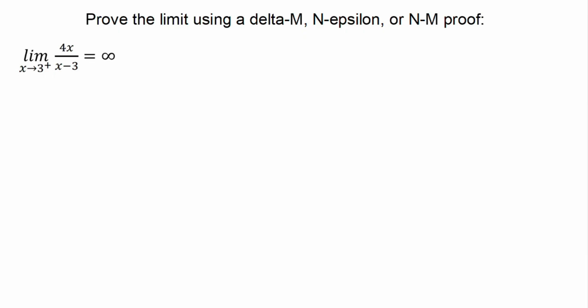All right, for our next one here, similar problem. We have the limit as x approaches 3 from the right of 4x over x minus 3 equals infinity. So again, this one is equaling infinity, so it's going to be a delta-m proof. So we'll be given an m, in this case, greater than 0 because it's equaling infinity. We want to choose delta, which we need to figure out what that delta is.